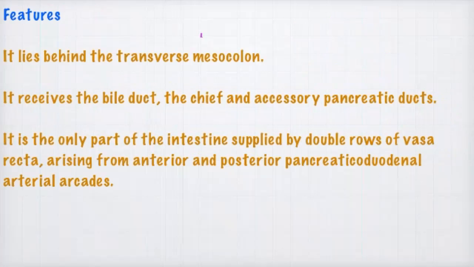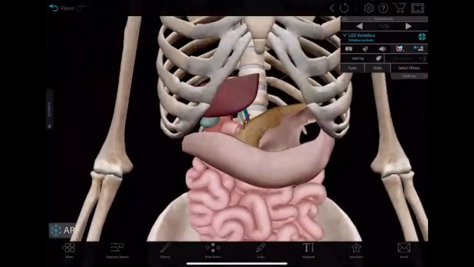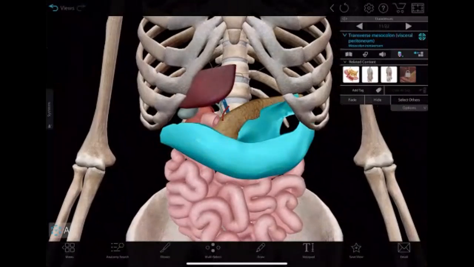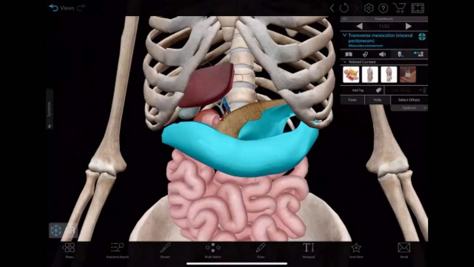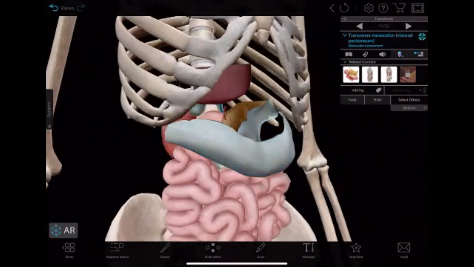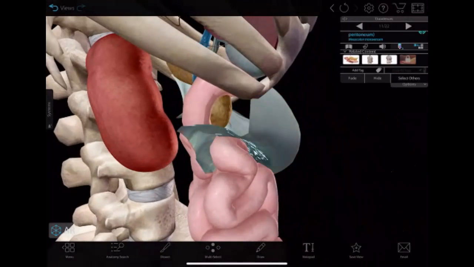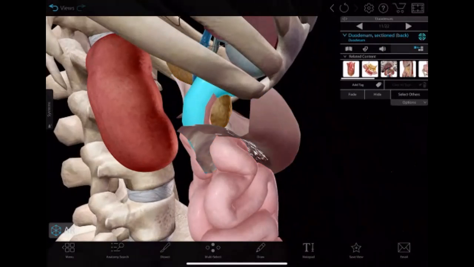It lies behind the transverse mesocolon. You see, this is the peritoneal fold which covers the transverse colon, right? So this is the transverse mesocolon, right? So you see, this is the transverse mesocolon, and this is the second part of the duodenum, right?